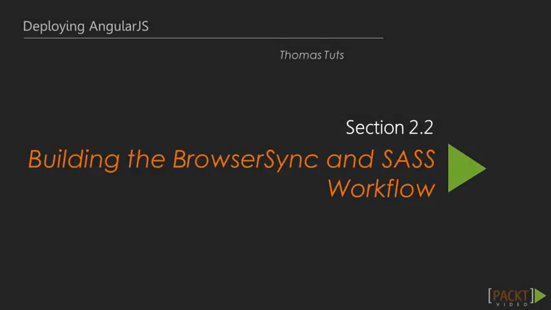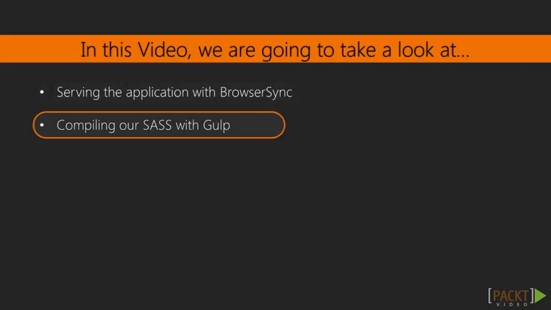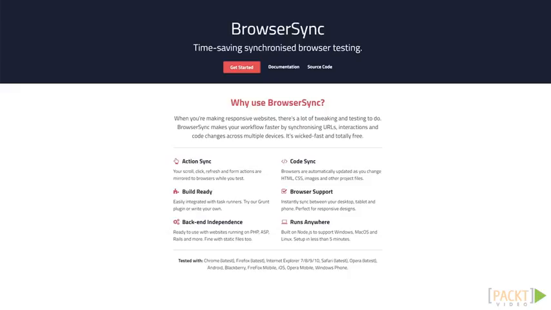Welcome to the second video of section 2 on preparing our development environment. In this video, we're going to set up BrowserSync to serve our application and integrate automated SASS compilation to make styling our application a lot easier. Let's start by serving our application using BrowserSync.